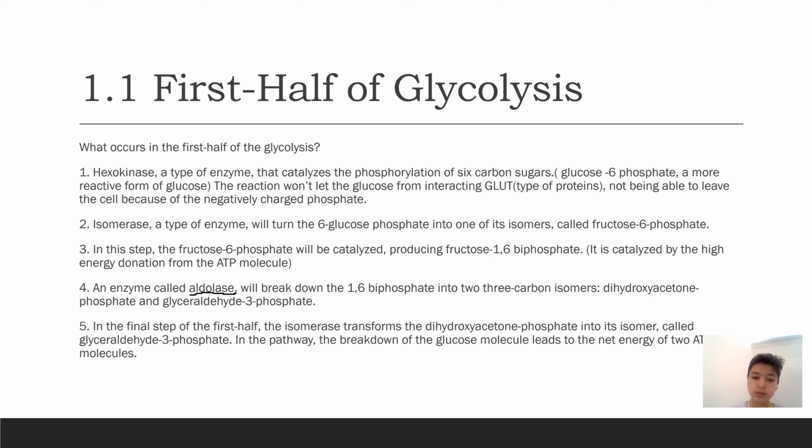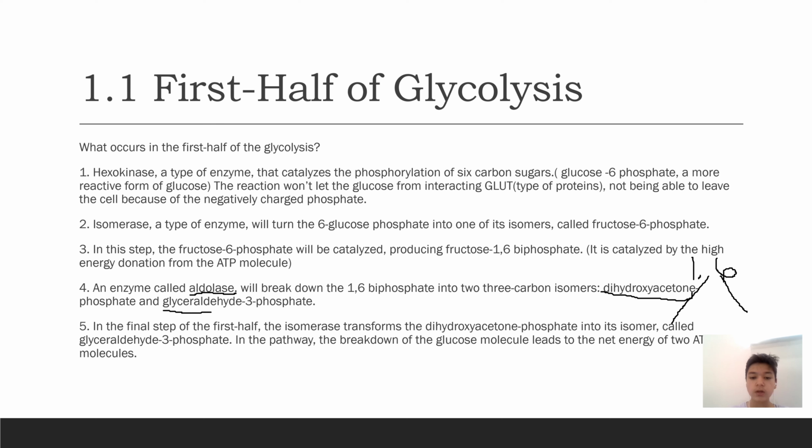So what this part is saying is that the 1,6-bisphosphate is broken down into 2 isomers, dihydroxyacetone phosphate and glyceraldehyde 3-phosphate. Now let's continue to the final step of the first half of glycolysis. In this step, the isomerase transforms the dihydroxyacetone phosphate into its isomer, glyceraldehyde 3-phosphate.